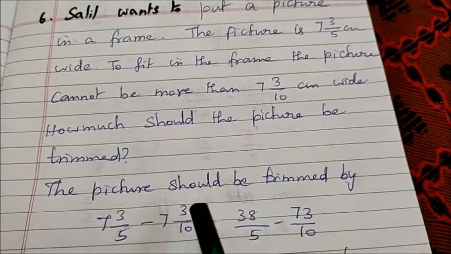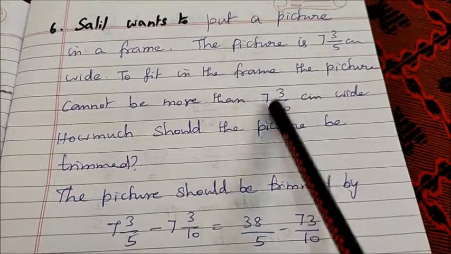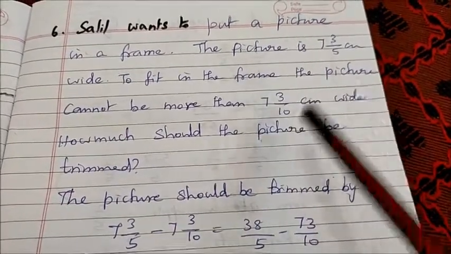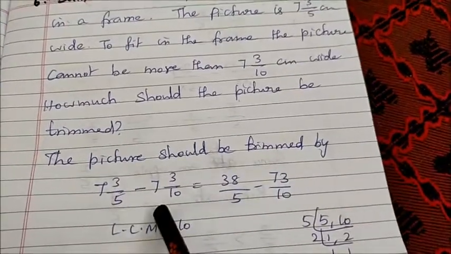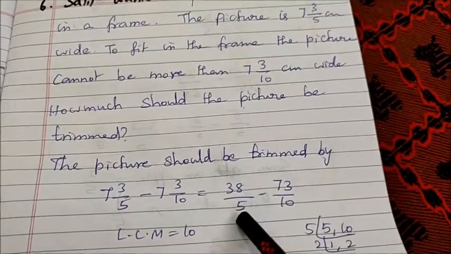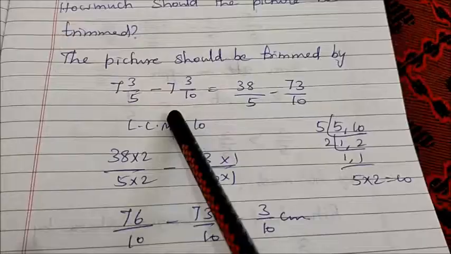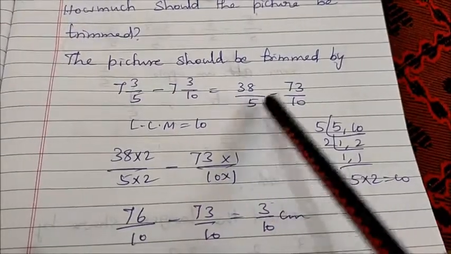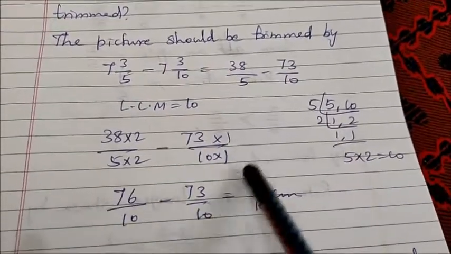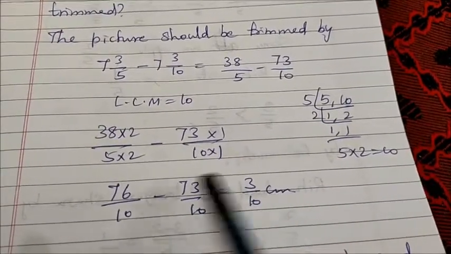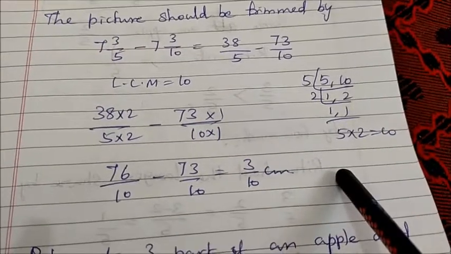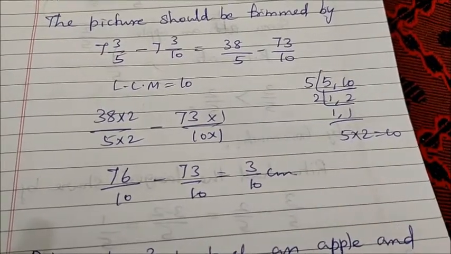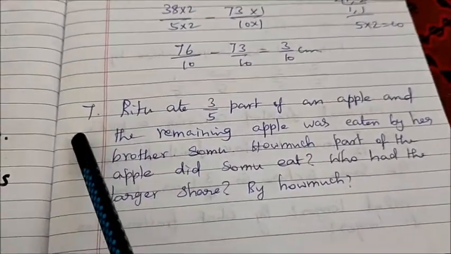So what to do? We have to subtract 7 3/10 from 7 3/5. Okay, so these are mixed fractions. Change into improper fractions, take the LCM and change the denominators to the same. Then we get here like this, and 76 minus 73 is 3/10 centimeter. This is the answer.